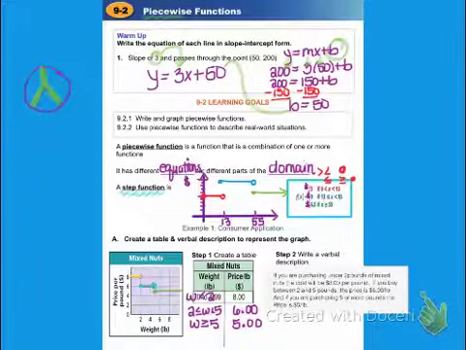Here's how I describe this verbally. I just looked at the graph and described what I saw. I said if you are purchasing under 2 pounds of mixed nuts, the cost will be $8 per pound. If you're buying between 2 and 5 pounds, the price is $6 a pound. And if you're purchasing 5 or more pounds, the price is only $5 per pound.